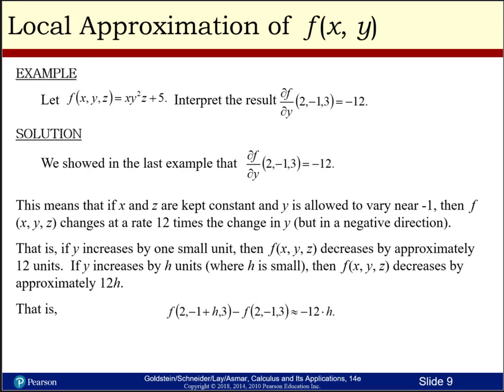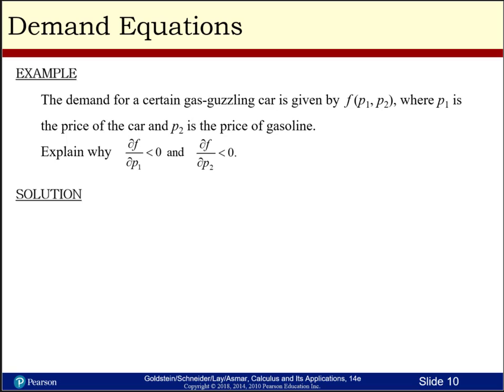This is very useful. So let's look at an example. The demand for a certain gas-guzzling car, I love those gas-guzzling cars, is given by f of P1, P2, where P1 is the price of the car and P2 is the price of gasoline. So we need to explain why the partial of f with respect to P1 is less than 0 and the partial of f with respect to P2 is less than 0.